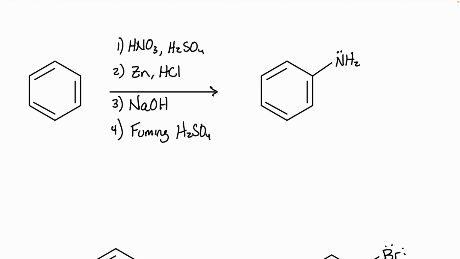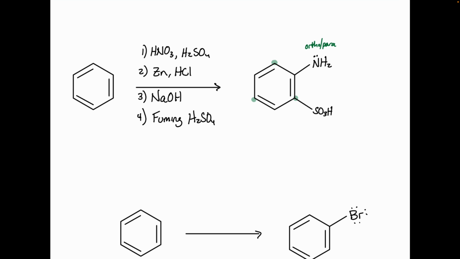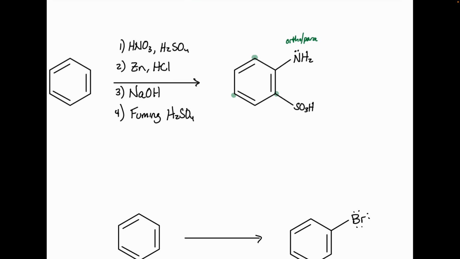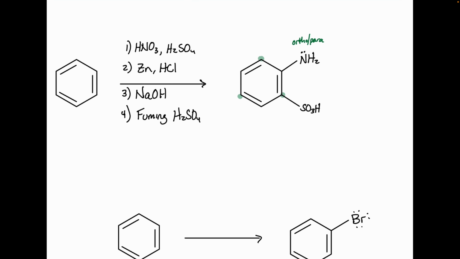All right, and unlike my nitro group, aniline with that lone pair right next to the ring is an ortho-para director. So any incoming substituent is going to be directed to the ortho or para position. So when I do that last reaction and add that sulfonic acid group, I'm going to get a mixture of it being added to the ortho position and the para position.